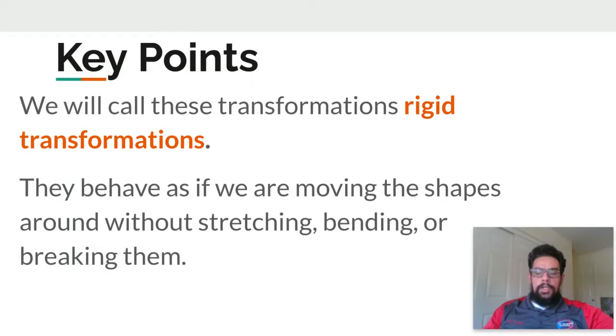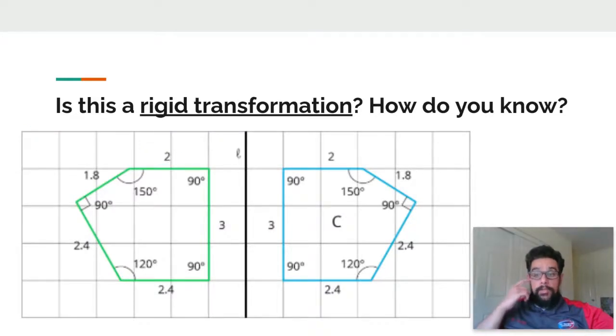These are called rigid transformations. So when you do any transformation and the side lengths and the angle measures stay the same in the corresponding sides and angles, those are called rigid transformations. And basically they behave as if we are moving the shapes around without stretching, bending, or breaking them. So basically it's moving the shape in space, moving it around without changing the shape at all, just changing the position of the shape.